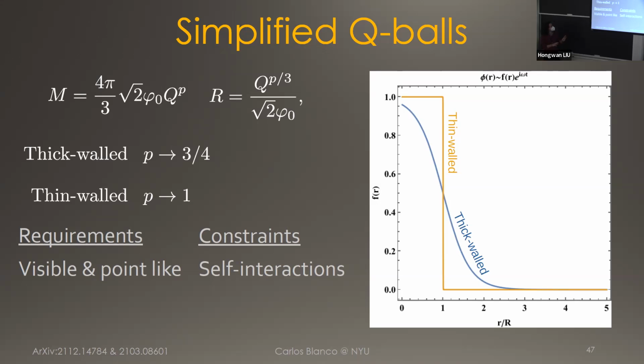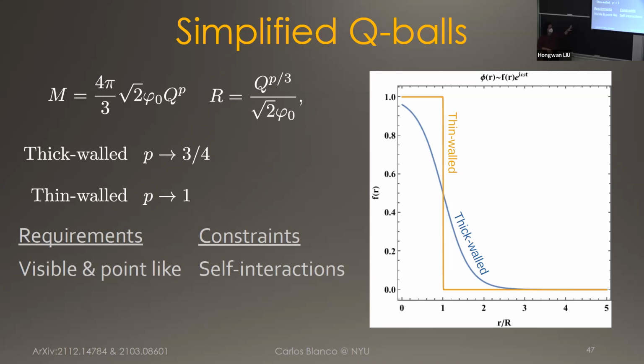And what we did was make a simplified model of Q-balls where there are just two governing equations: how the mass and the radius scale with the charge. There are two limits that are discussed at length in the literature, thick-walled versus thin-walled Q-balls. What that corresponds to is how the radial profile changes. Something that looks essentially like a hard sphere is a thin-walled Q-ball, versus something much more spread out, kind of like a Gaussian, fluffy Q-ball. That's a thick-walled Q-ball.